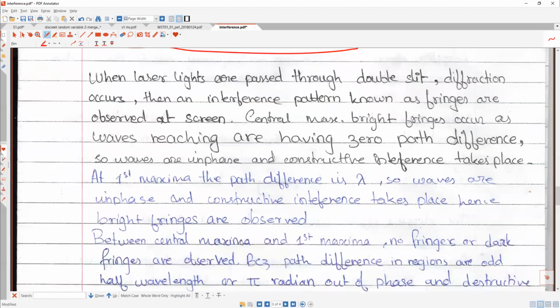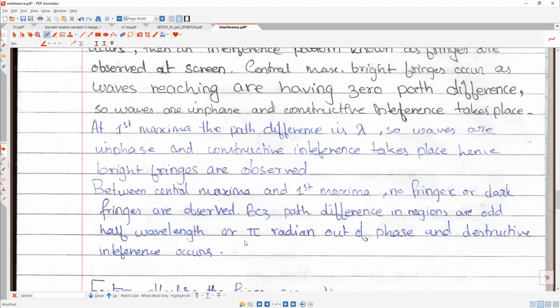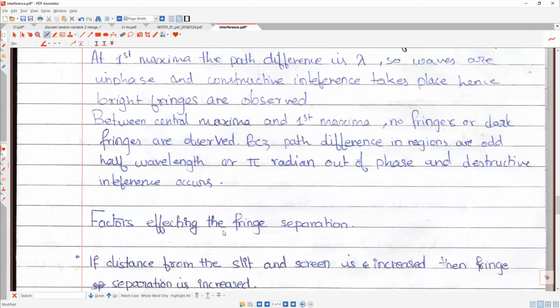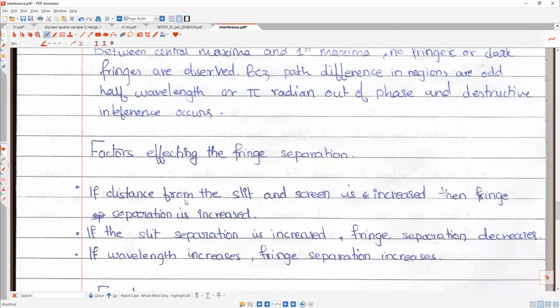Now, between the central maxima and first maxima, dark fringes are observed because the path difference in these regions is an odd half wavelength, or pi radian out of phase, and destructive interference occurs. Now you have to learn these. It was not in the syllabus, but I put it in the notes anyway, and it is coming in handy now. So you have to know this very well, what's happening over here. I will try to show you the video experiment of this.